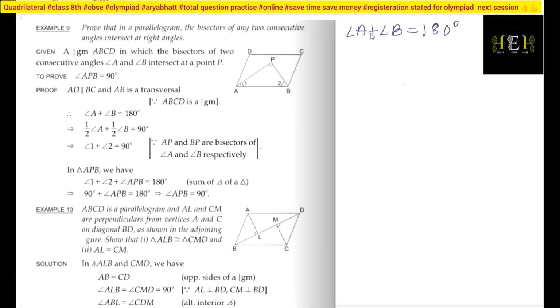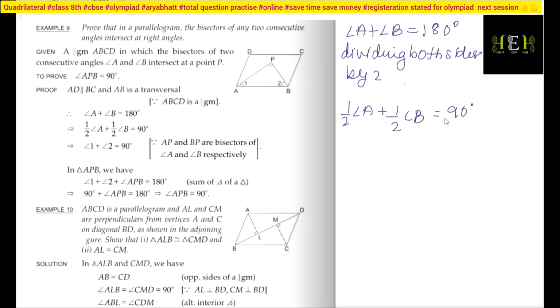180 degree. But these angles are having their bisectors, right? So first I will divide both sides by 2. What I will have? Half of angle A plus half of angle B is equal to 90 degree, because 180 divided by 2 is 90 degree. Now see, I can write this half of A as angle 1 and this as angle 2, right? Angle 1 plus angle 2 is equal to 90 degree.